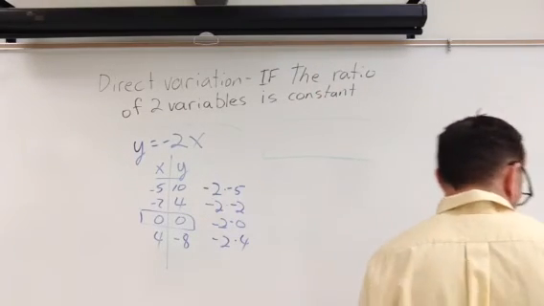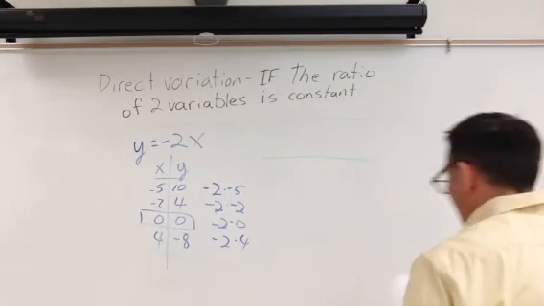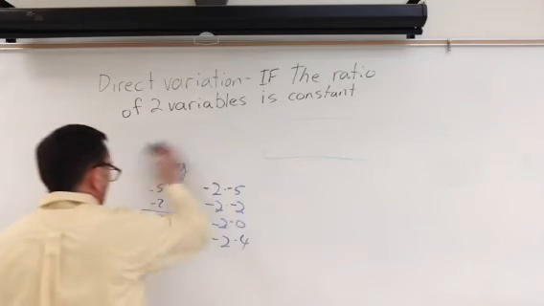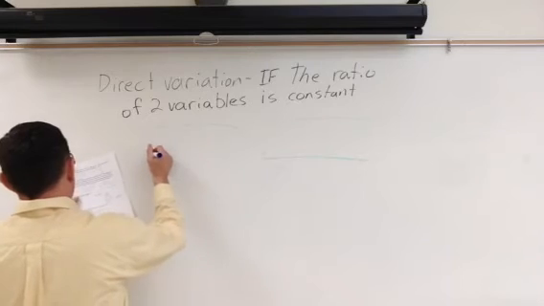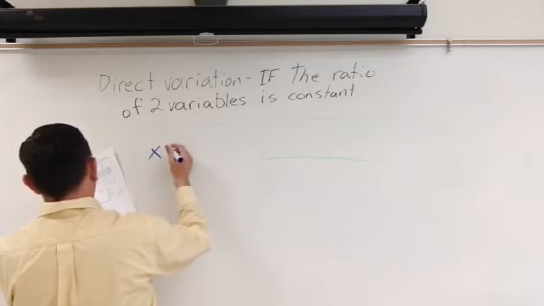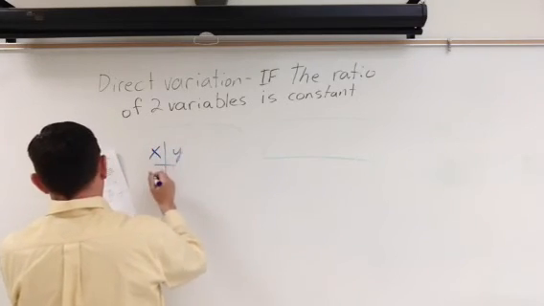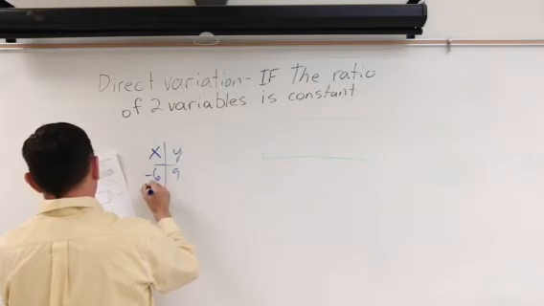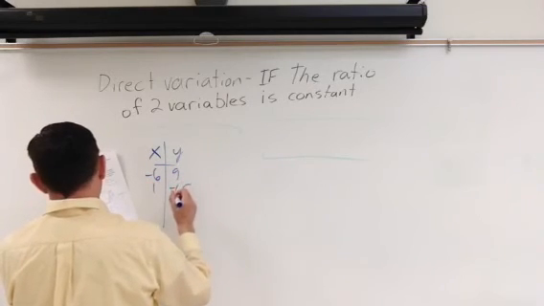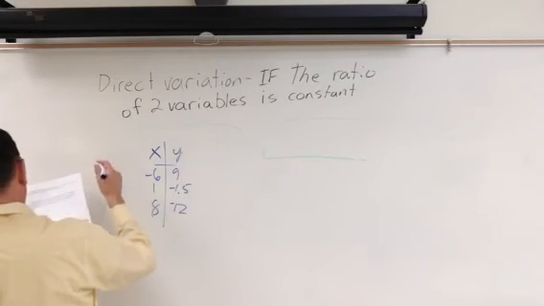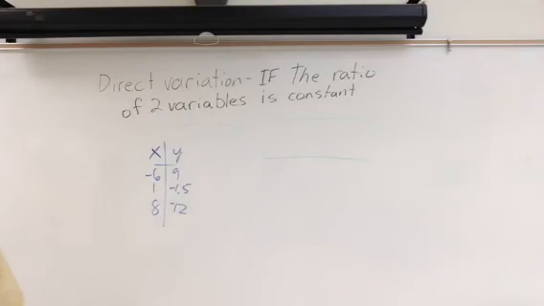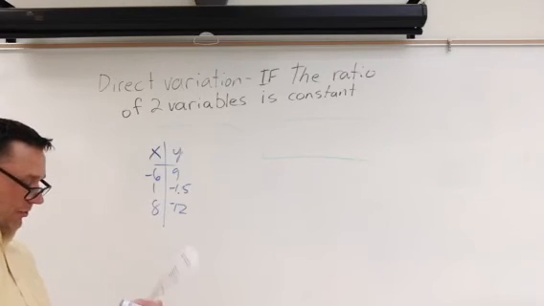Now the last part of the notes is identifying if a given chart is a direct variation. So we're going to look at the first one and the last one. We have -6, 9, 1, -1.5, and 8, -12. This is the bottom of page 2 of the notes.